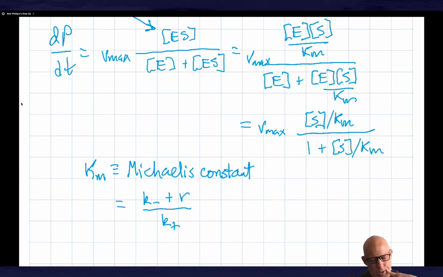The units here are, K plus has units of inverse molars inverse seconds. K minus and R have units of 1 over seconds. So the net units are molar concentration. So the interpretation here is the Michaelis constant is the concentration of substrate at which we get half maximal activity.